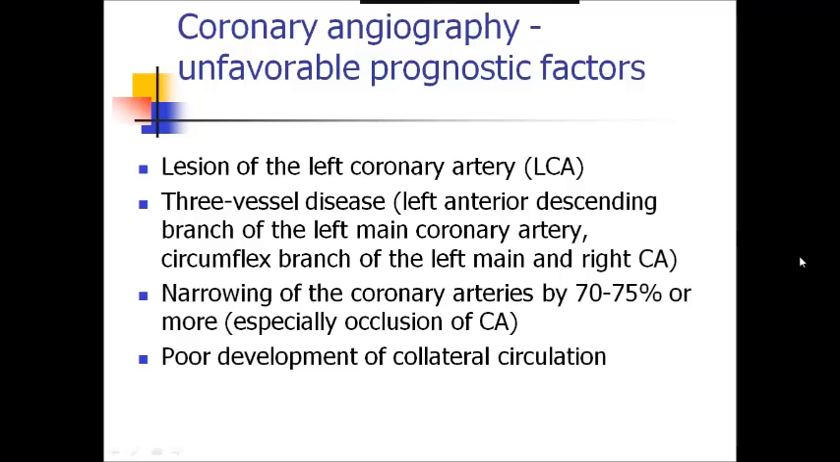Next unfavorable prognostic factor is narrowing of coronary arteries by 75% or more, especially complete occlusion of a coronary artery, and poor development of collateral circulation, also not so good for the patient.